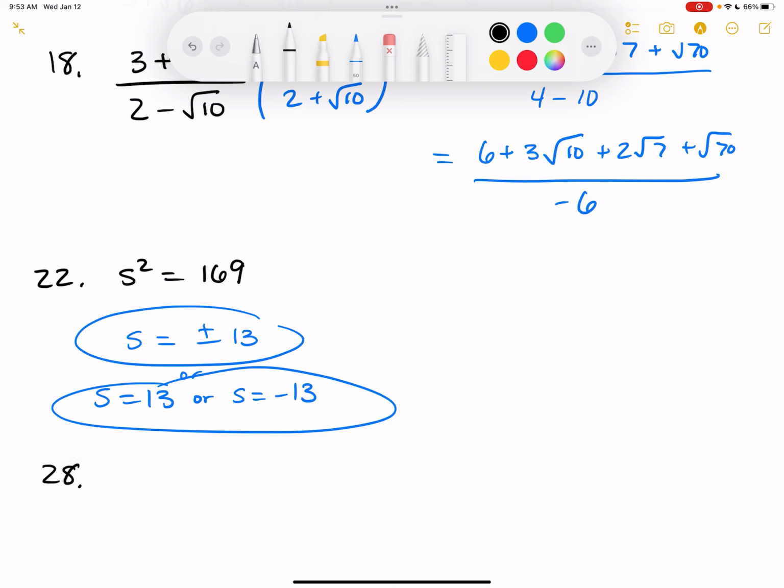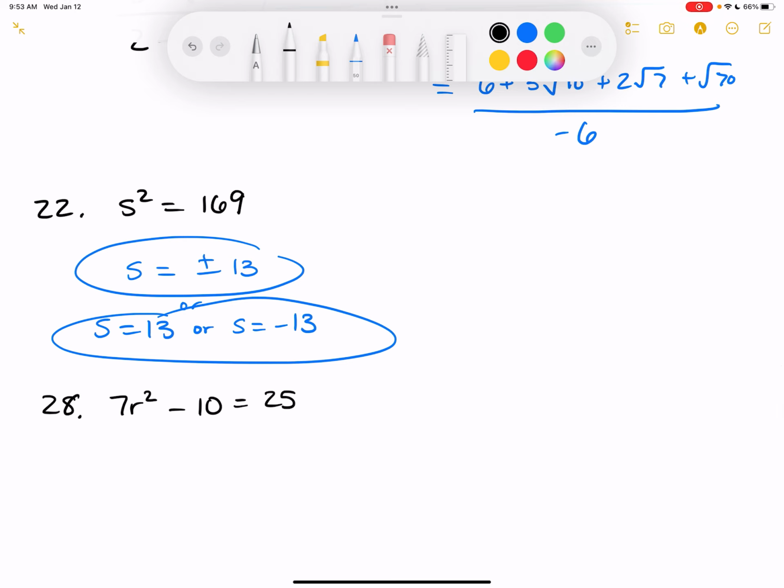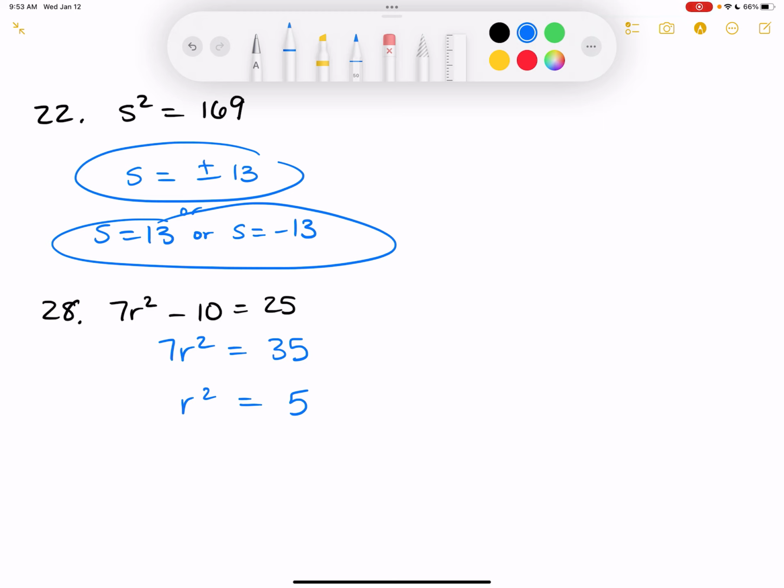Number 28: 7r squared minus 10 is equal to 25. All right, so I want to get basically r by itself. So what do I need to do to get r by itself? Add 10 to both sides, so that's going to give me 35. And then divide by 7, so what does that give me? 5. And so then taking the square root, what do I get?